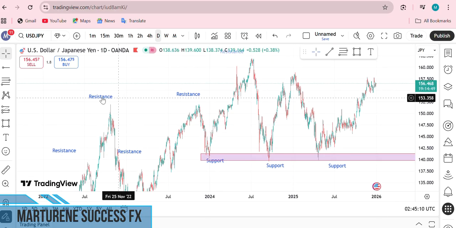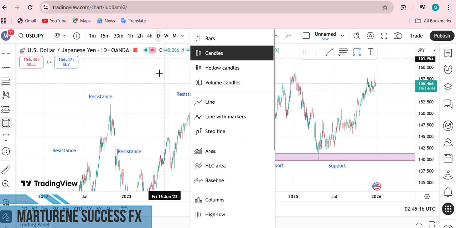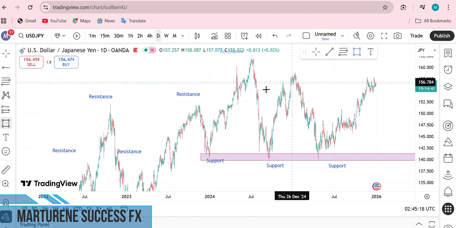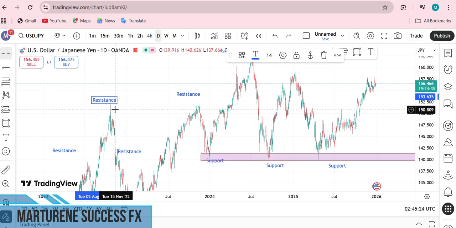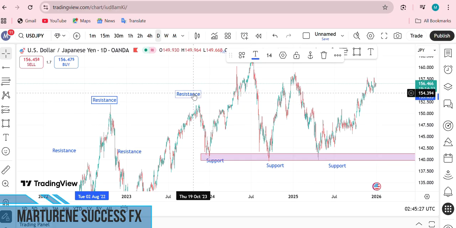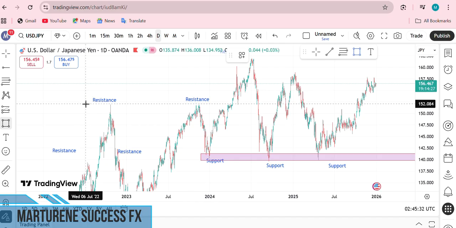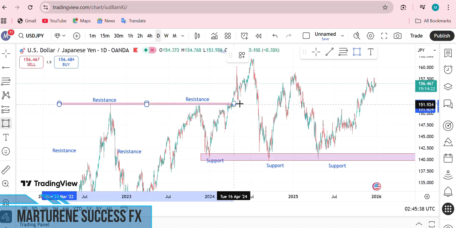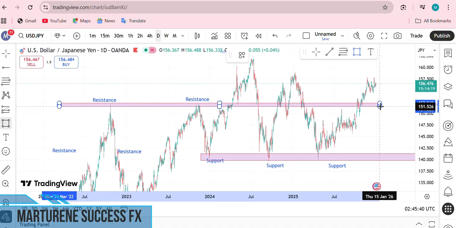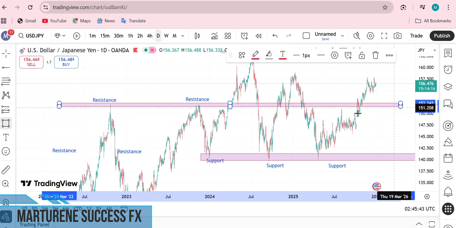Now let's go to plotting a resistance. As I said, the first thing is to spot two points. As you can see, I can spot this rejection here and this one here. So I can join them. As I said before, you can use a line chart, but I'll just plot it like that. To do it well, it's good you plot it on a line chart.